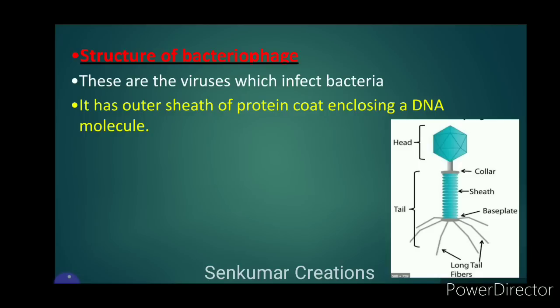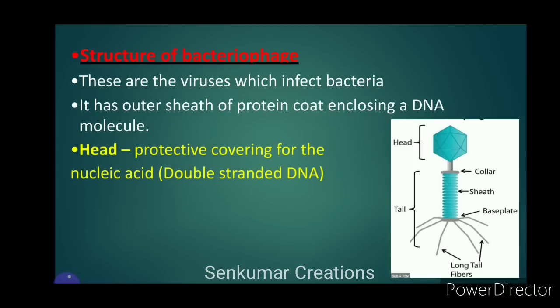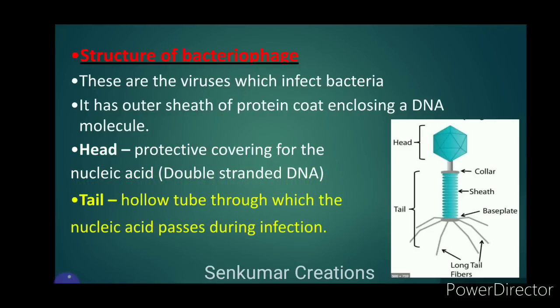So it has an outer sheath of protein coat enclosing a DNA molecule. The DNA molecule is present inside and it is enclosed by an outer sheath or covering, made up of protein. You can see the head and the tail, two parts given here. Head: protective covering for the nucleic acid, double-stranded DNA is present. And tail: a hollow tube through which the nucleic acid passes during infection. So through this tail, the nucleic acid passes to the host organism.